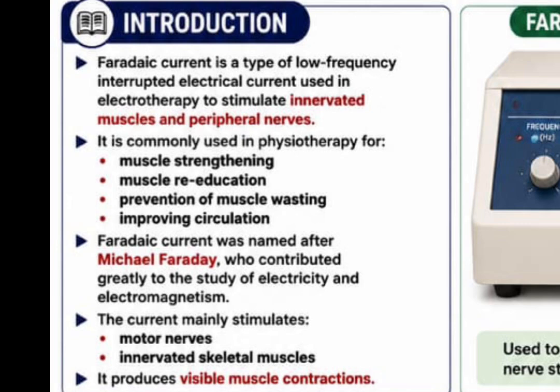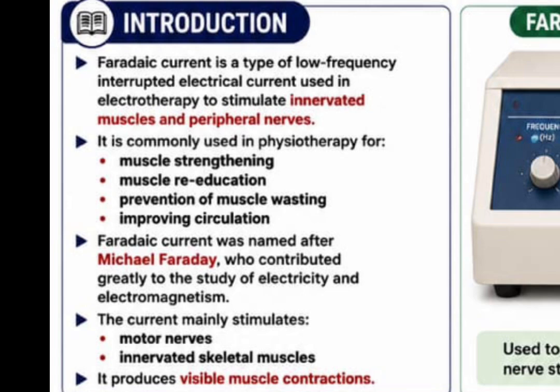So the Faradic current was named after Michael Faraday. Remember, Michael Faraday is the father of electricity who contributed greatly to the study of electricity and electromagnetism. In your high school or secondary school, you might have done electromagnetic induction or current electricity. The pioneer of current electricity is Michael Faraday. So here we are using Michael Faraday's principle of electricity, where voltage is directly proportional to current. When you increase current, you increase voltage when the resistance is constant. That's what we are using to pioneer the Faradic current.